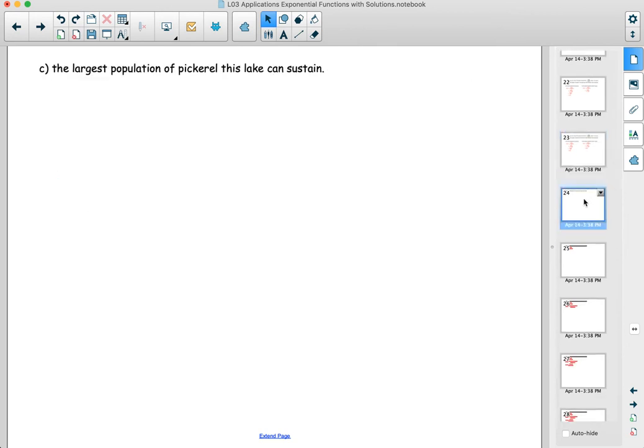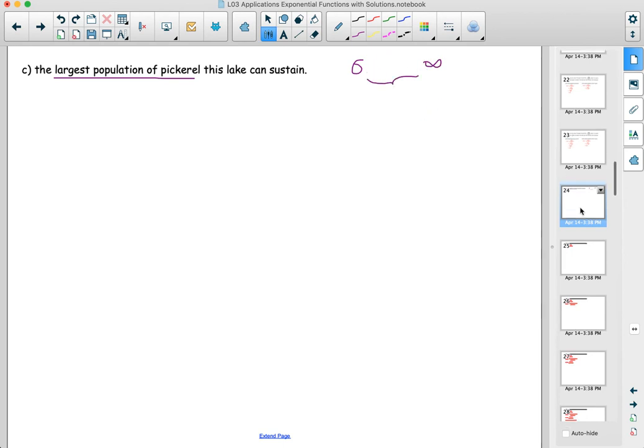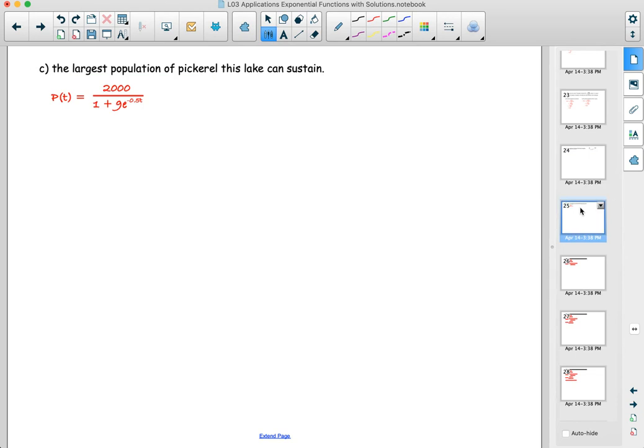So the next question asks, for the largest population of pickerel this lake can sustain, does this require calculus? Because this is an optimization problem now, it is going to require us to use calculus. The largest value could occur at the endpoints. We know time 0. It didn't give us some time at the other end, but let's just say that was infinity, or anywhere f prime at c is 0. So we're going to have to end up taking the derivative.